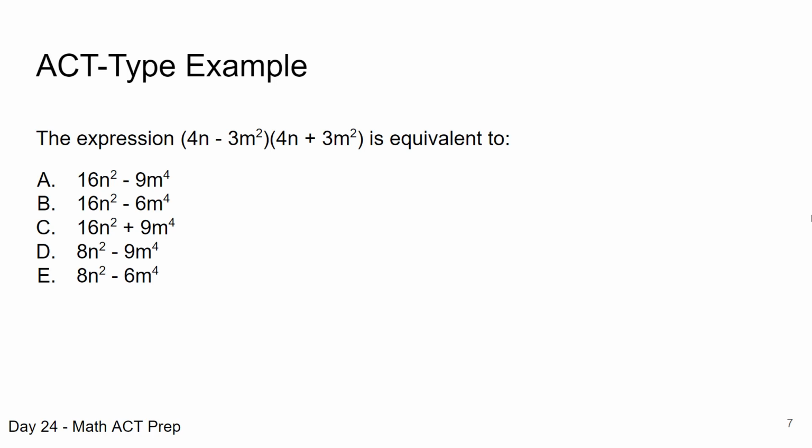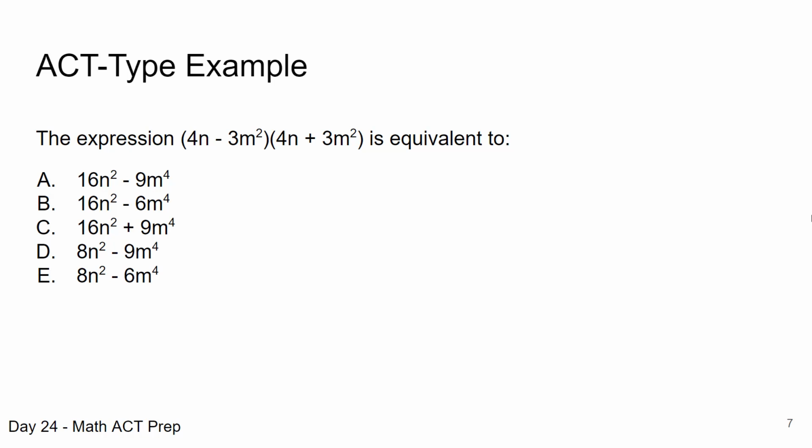Let's take a look at this ACT type example. We're going to go back and look at the FOIL method on this one, so give this one a try and then come back and we'll work it together. So we have this expression, 4n minus 3m squared times 4n plus 3m squared. What is that equivalent to?